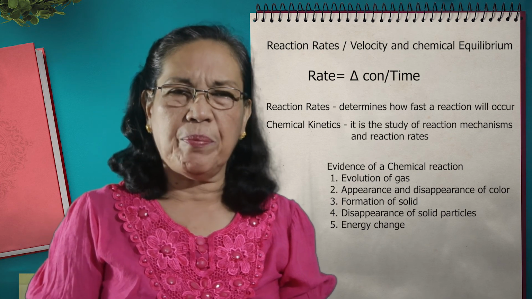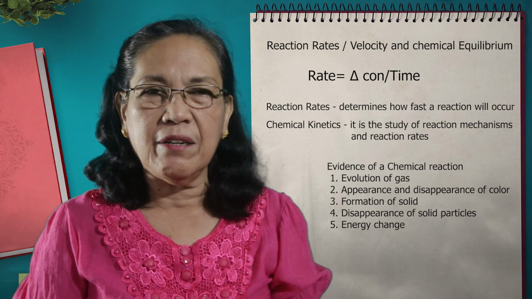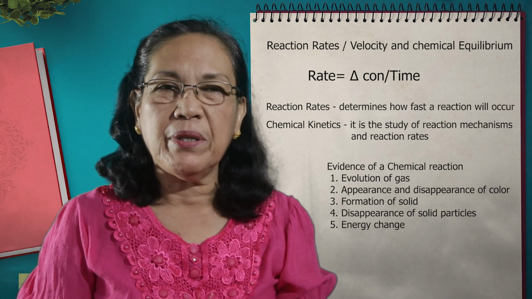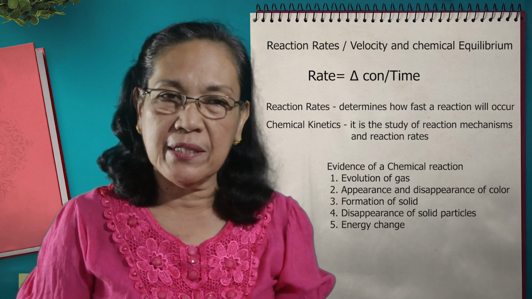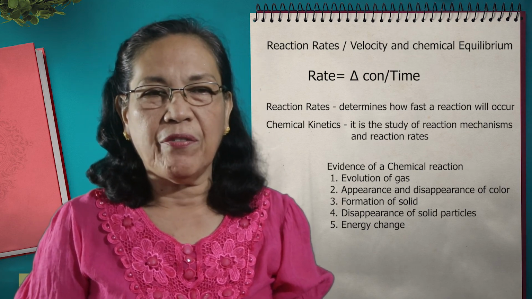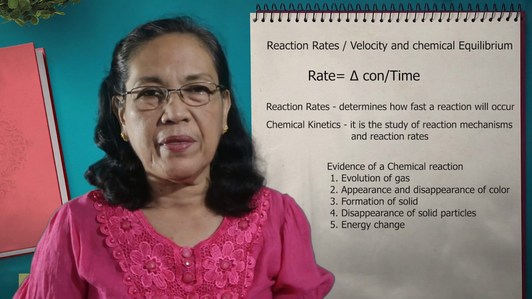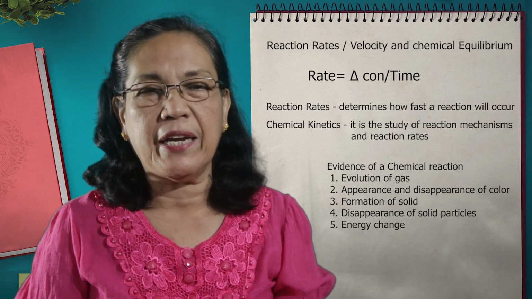An example of a disappearance of color, what was it? When the chromic oxide was added with the 6-normal sodium hydroxide, what have you observed? The green color of the precipitate disappeared. Then another evidence is the formation of a solid. So this is what is meant by the formation of a precipitate. A solid is a precipitate.